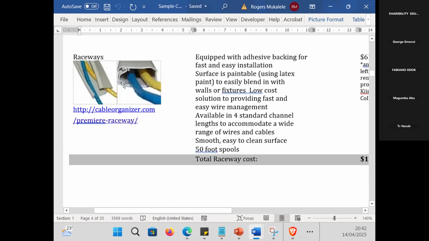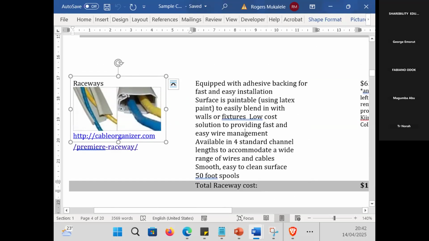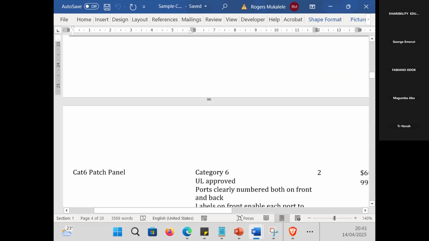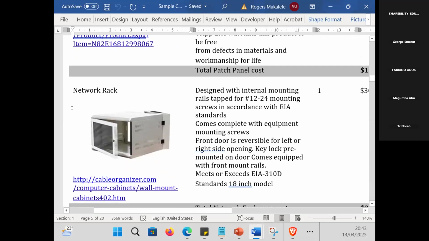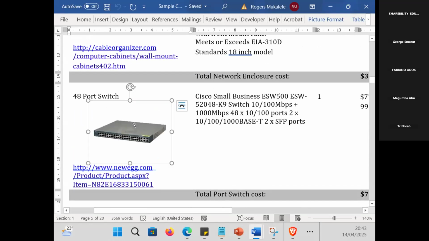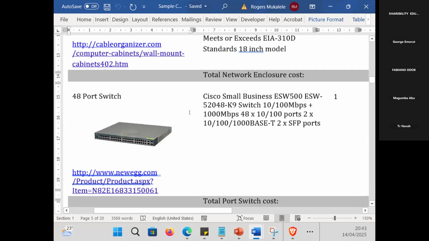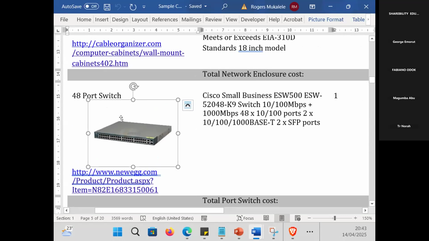We have raceways. These ones are for protecting the cables, to make sure that everything is well insulated and things are fine. Then we have the patch panel, and then we have a network rack. This network rack is where all the network hardware is going to be fitted. Then we have a port switch. If we are looking at 50 computers, we have a 48 port switch where we are going to connect the cables, which are going to go to all the other computers.